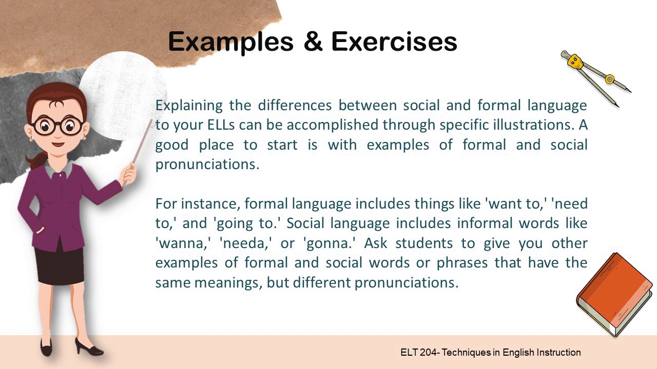Examples and exercises explaining the differences between social and formal language to your English language learners can be accomplished through specific illustration. A good place to start is with an example of formal and social pronunciation. For instance, formal language includes things like want to, need to, and going to, while social language includes informal words like wanna, need a, gonna.